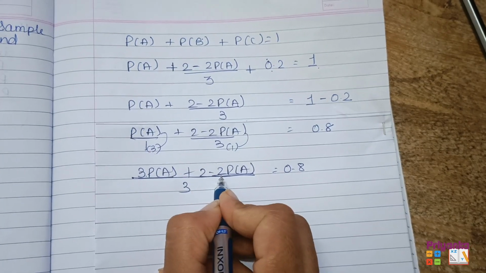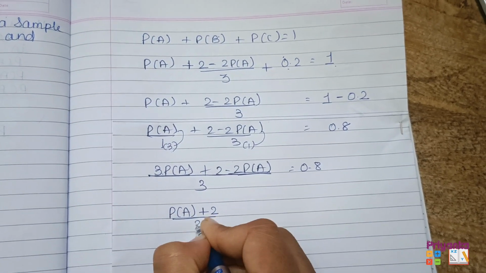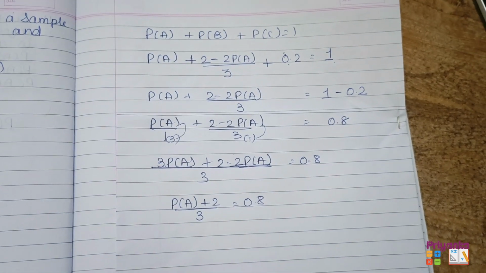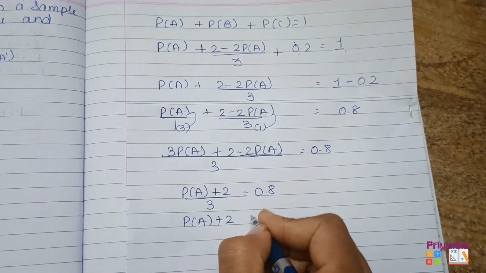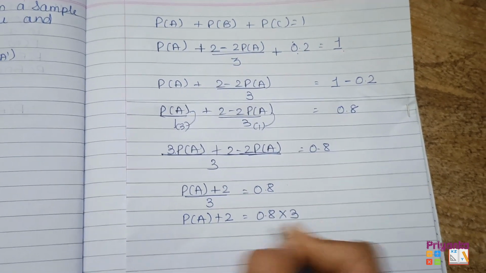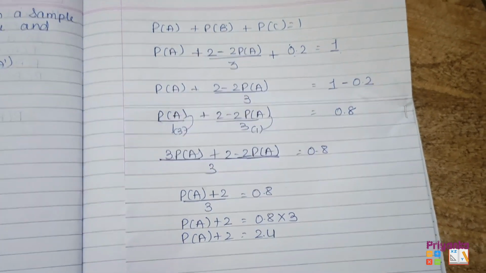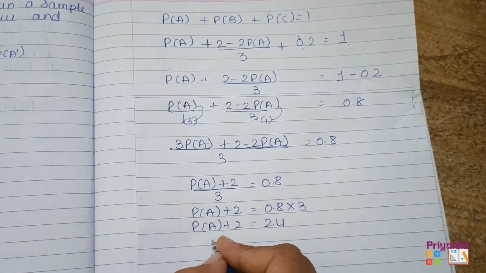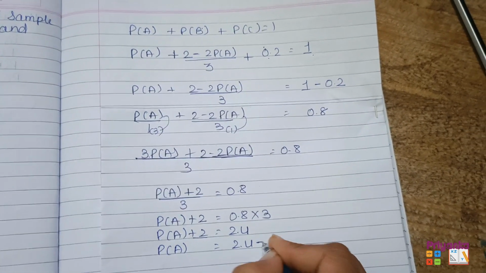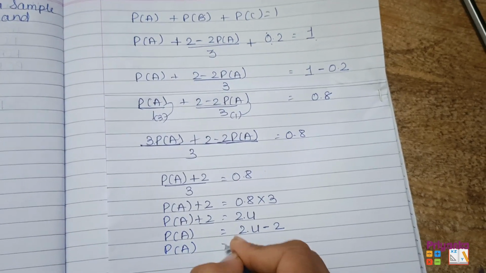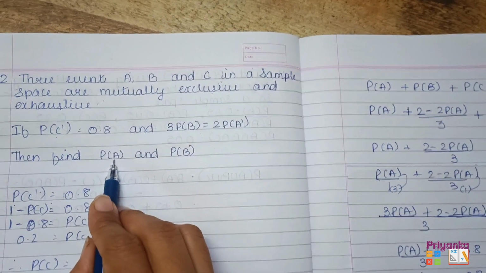Now here you can see 3 P of A minus 2 P of A. So out of 3, 2 will be subtracted, remaining single 1 P of A plus 2 upon 3 equals 0.8. Now let's take this number 3 over there, so P of A plus 2 equals 0.8 multiplied by 3. So here the value will be 2.4. Next, P of A will remain as it is with 2.4. If I take this plus 2 over here, it will be minus 2. So P of A value becomes 0.4. So finally we got the P of A answer. That's what the question asked, to find out P of A.